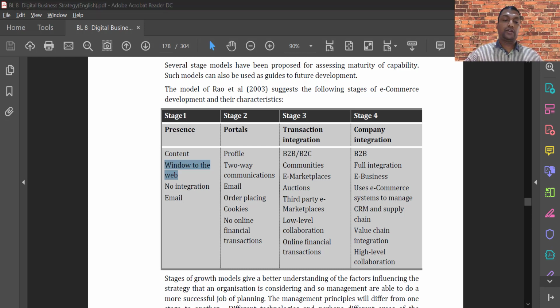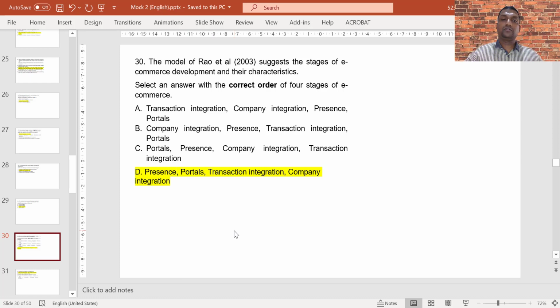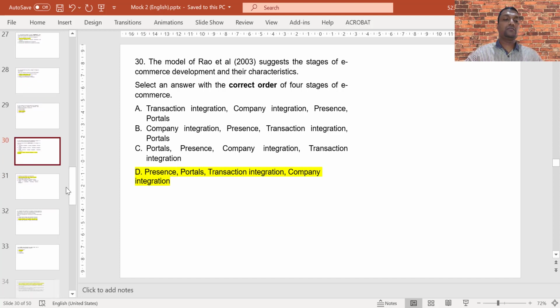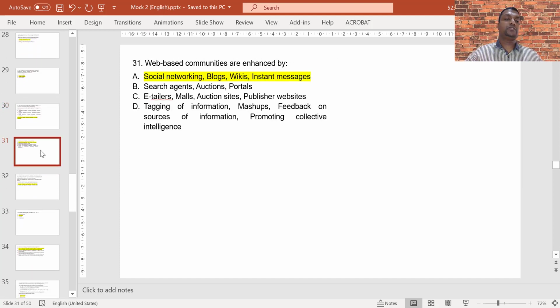So if we look at the 30th question, the correct order is given here. First the presence, and then it can be a portal, and then it can have transaction ability, and then the whole company processes can be integrated. So question number 30, answer D is the correct answer. Let's move on to question number 31.